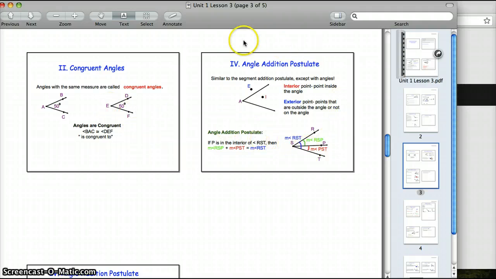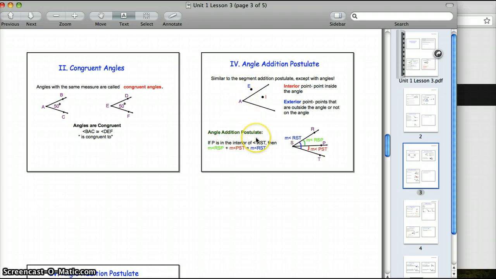Now, we're going to go over to the angle addition postulate, and this is important. It's similar to the segment addition postulate except with angles. So our interior point is inside the angle. If you see, it's labeled with I. This is the interior of your angle. The exterior is the outside. So angle E would be your exterior point because it's on the outside of the angle.